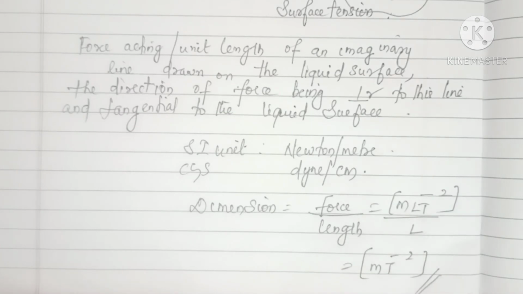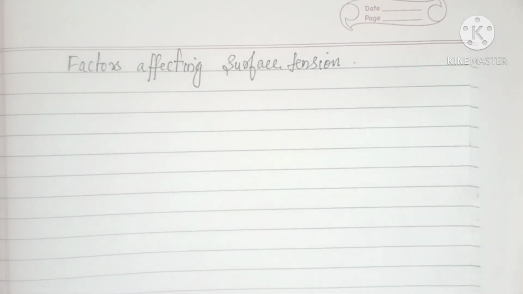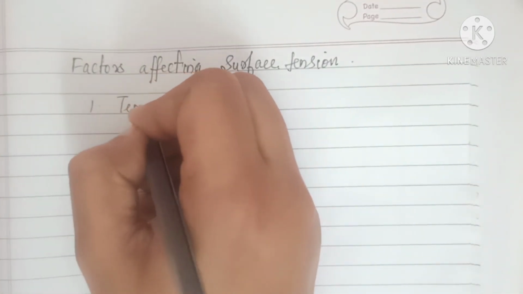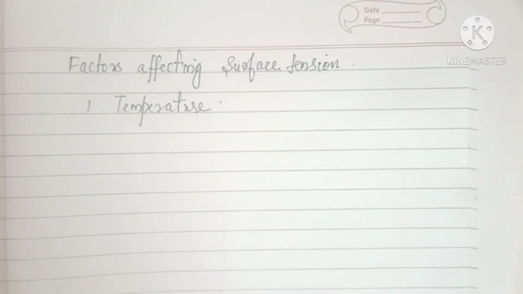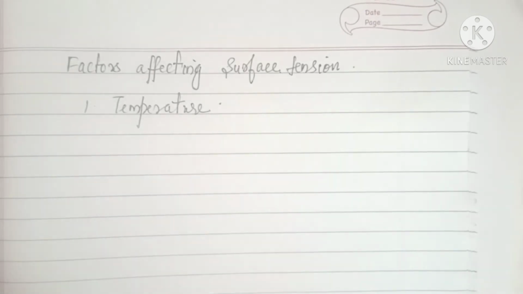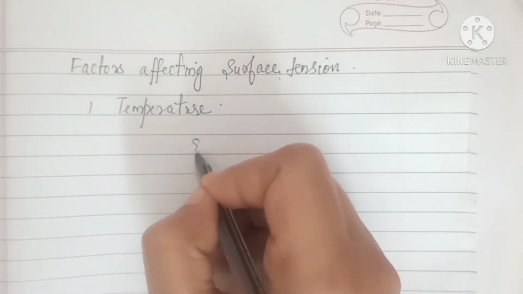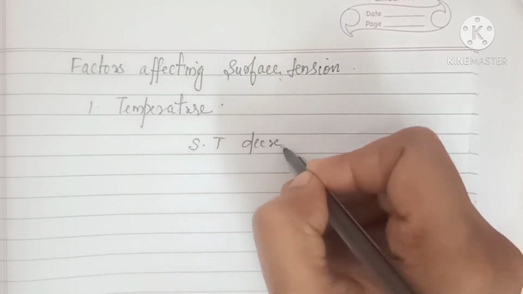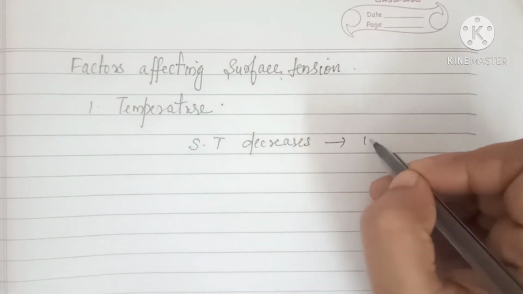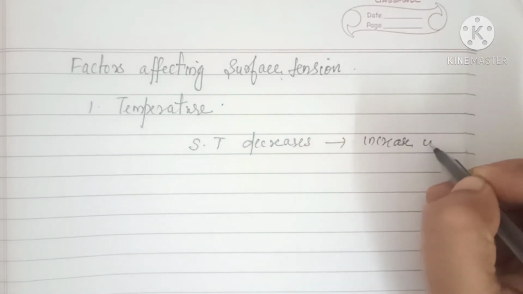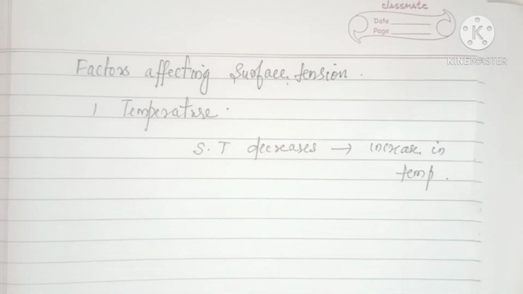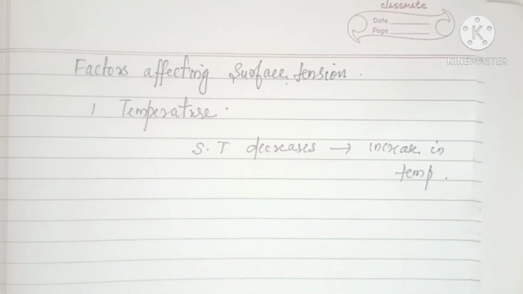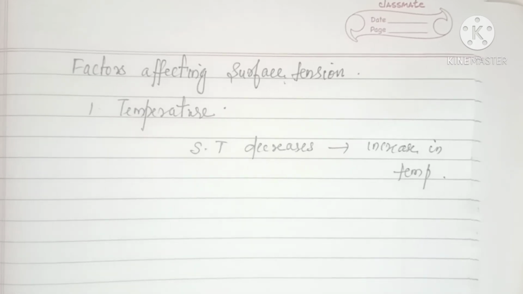Okay, now what are the factors affecting surface tension? Let us have a check. One of the factors affecting surface tension is temperature. How does temperature affect surface tension? Surface tension decreases with increase in temperature. Understood? Or vice versa, you can say surface tension increases with decrease in temperature.